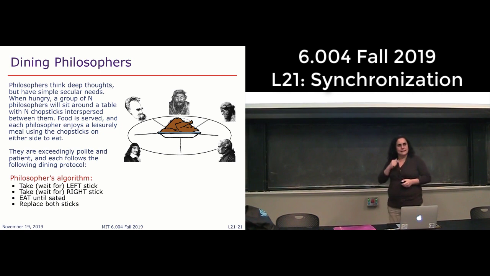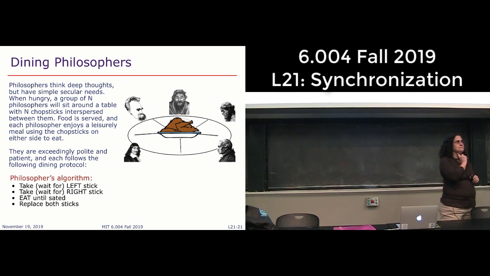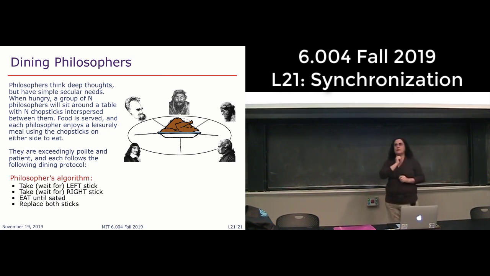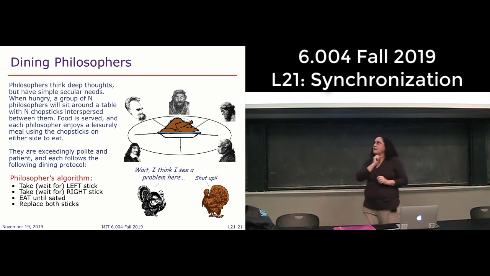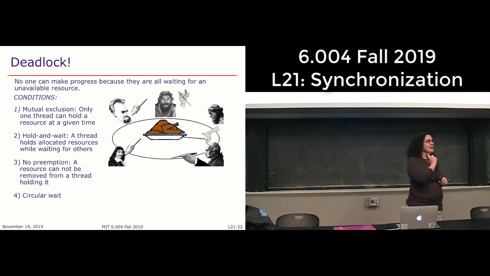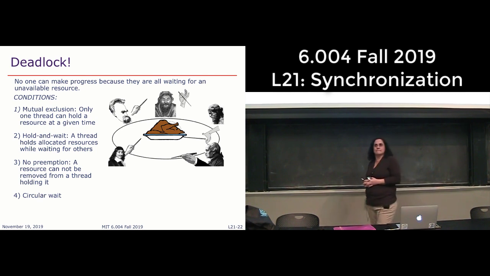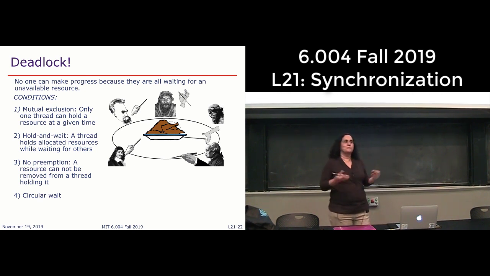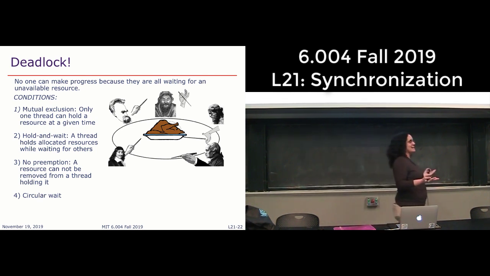Can anybody see what might go wrong in this algorithm? Well, suppose they all want to eat. What are they going to do? Each one of them is going to grab their left chopstick. Now they're trying to grab the right chopstick, but they can't because somebody else has it, right? So what's going to happen? None of them are going to get to eat.